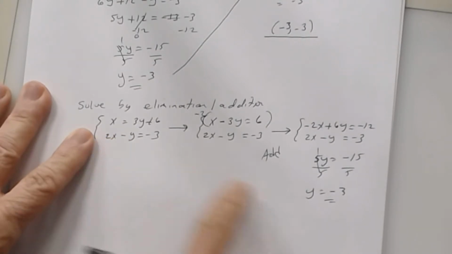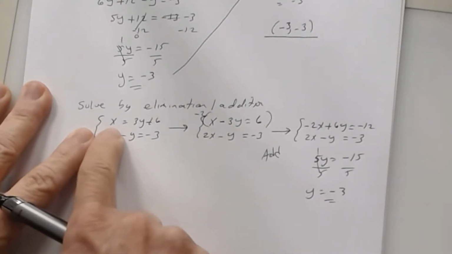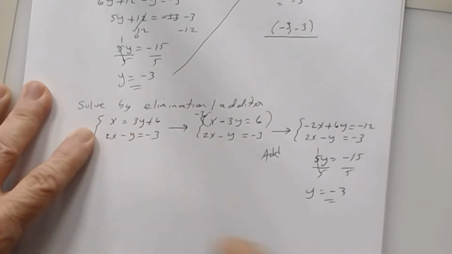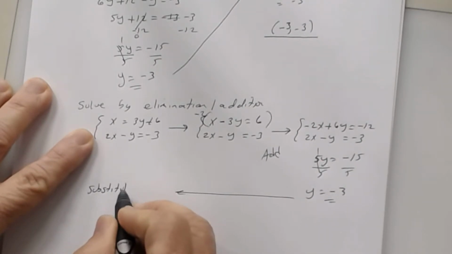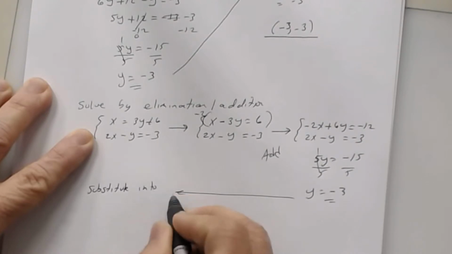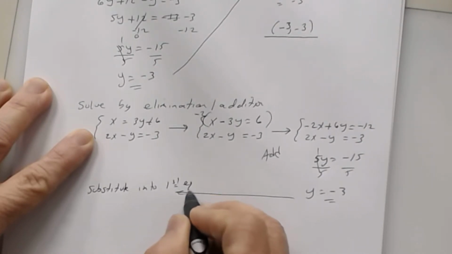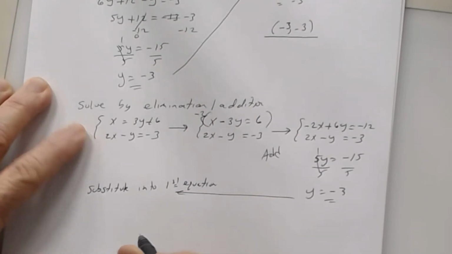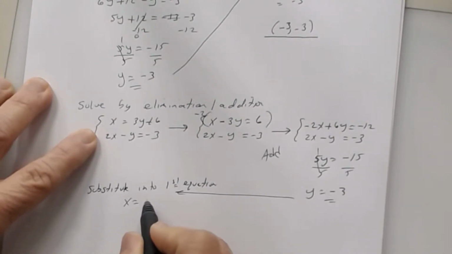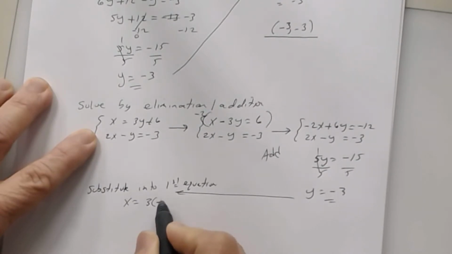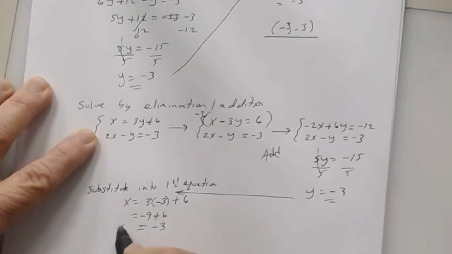system. So since y is negative 3 and x is already by itself here, I'm going to go ahead and use this one. So now we're going to substitute into first equation. Again, it does not matter which one you substitute y into. You just got to solve for x. So remember, you got to solve for x now. So I get x equal 3 times y. What's y? Negative 3 plus 6. So that's negative 9 plus 6, which is negative 3. So there's your x value.